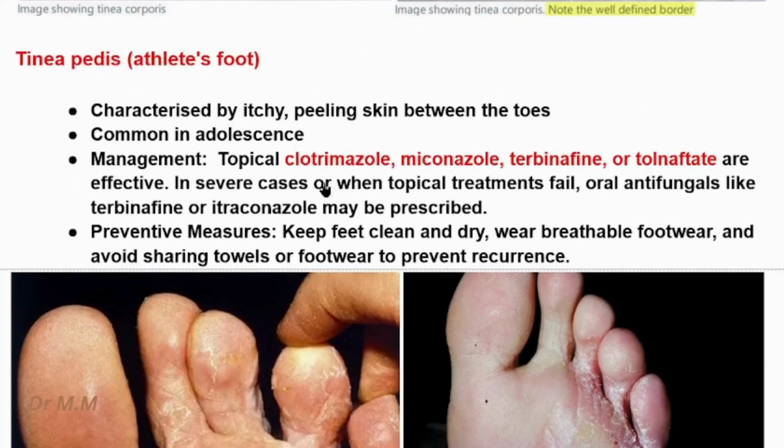Management is usually with topical clotrimazole, miconazole, terbinafine, or tolnaftate. But in severe cases or when topical treatments fail, oral antifungals like terbinafine or itraconazole may be prescribed.